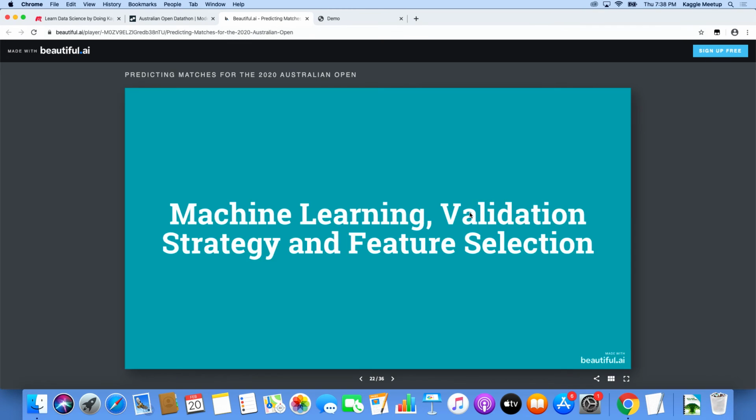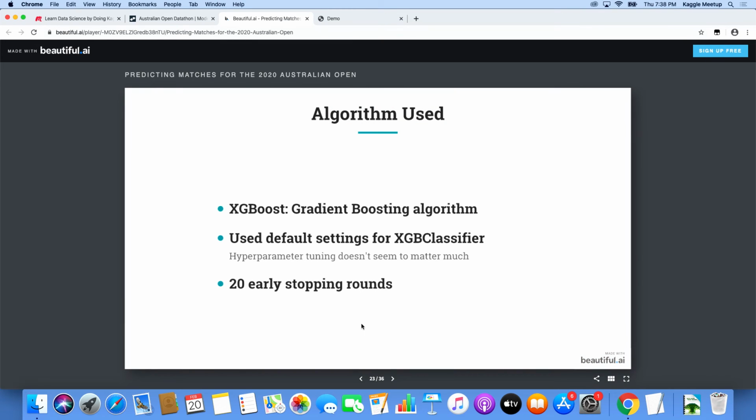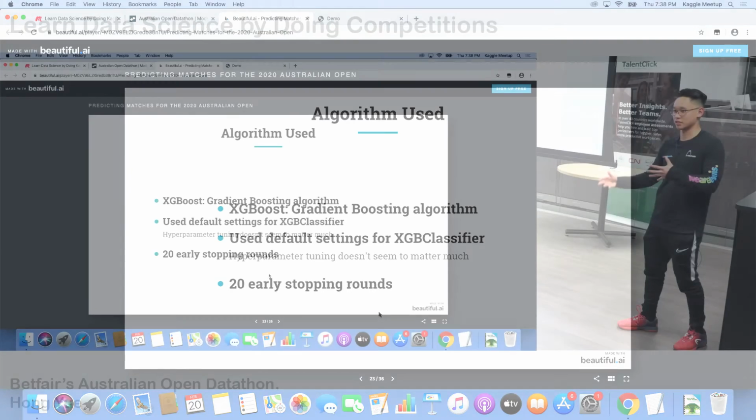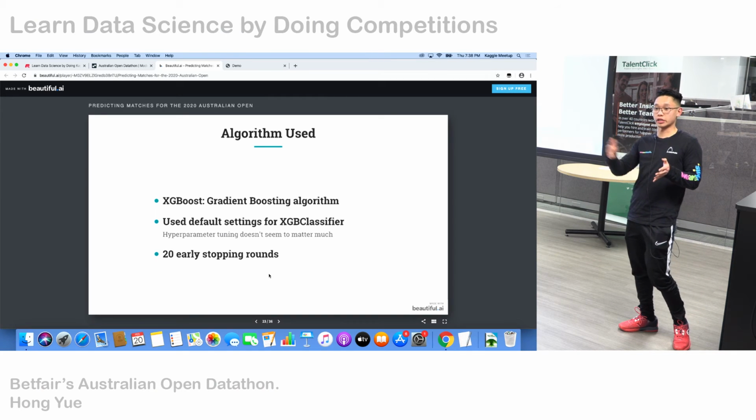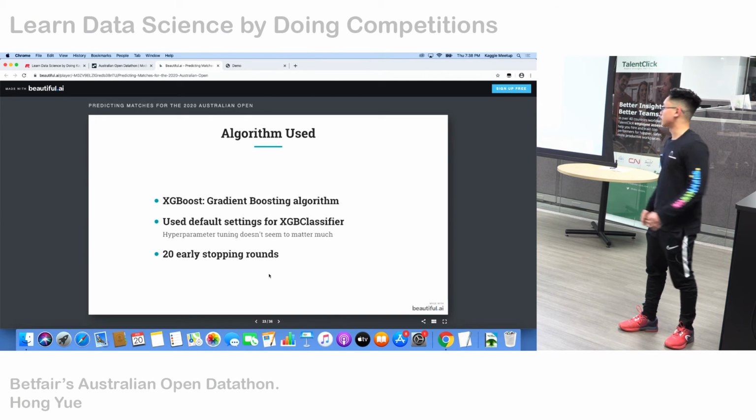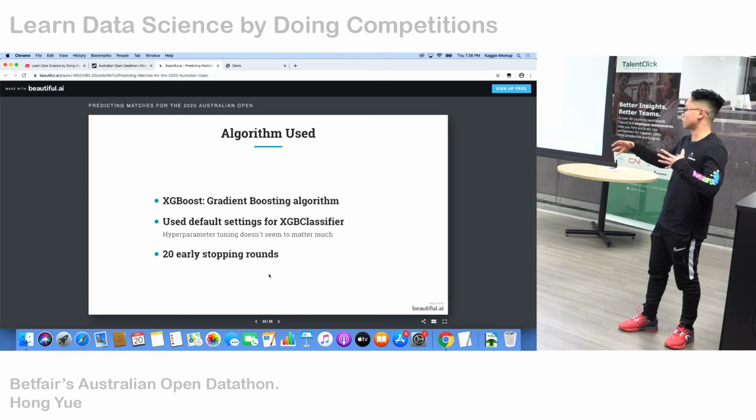Now on to the fun stuff. The algorithm that I used for this was XGBoost. I don't want to assume, has anybody not heard of XGBoost before? Yes? Okay. XGBoost is what they call a gradient boosting implementation. Gradient boosting is a technique where you have a bunch of weak models, each one sequentially learning from the previous one's mistakes. At the end of it, you get something which is very powerful.